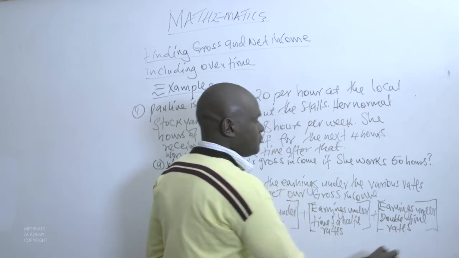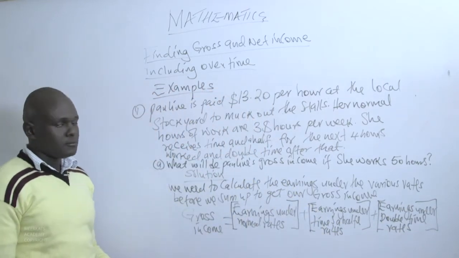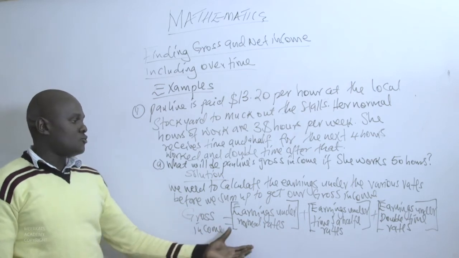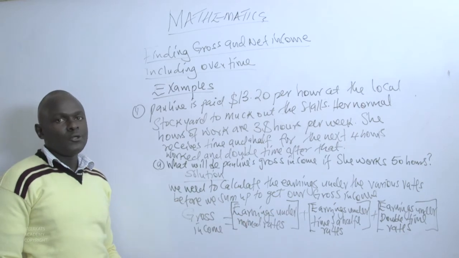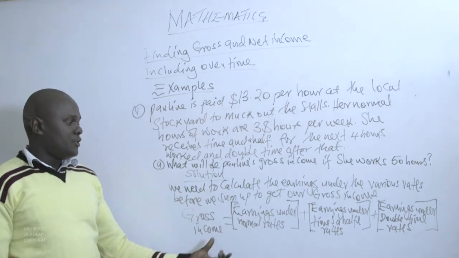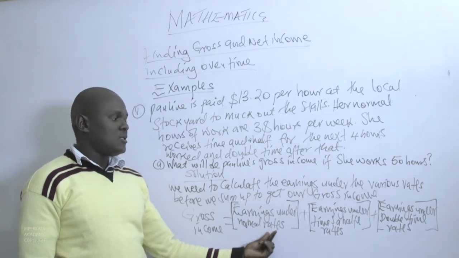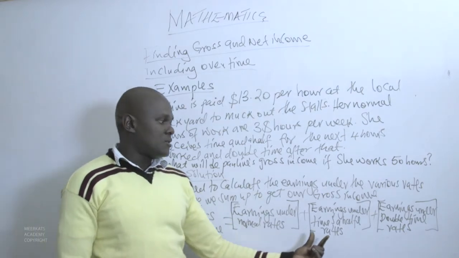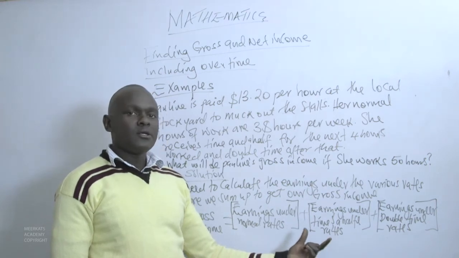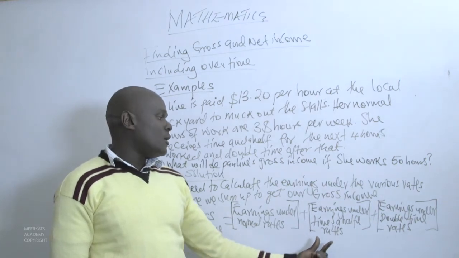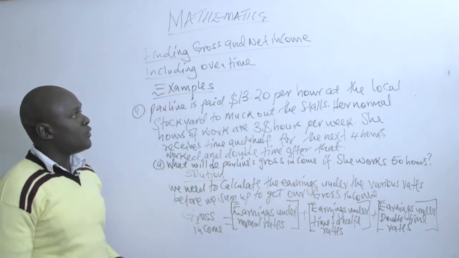Rates. This will give us the gross income. And for us to separate them into these 3 categories for easy calculation, we need to know how many hours are under the normal rates, how many hours will be under the overtime. And in this case, the overtime is split into 2, under the time and a half and the double time. So we need to look at that.